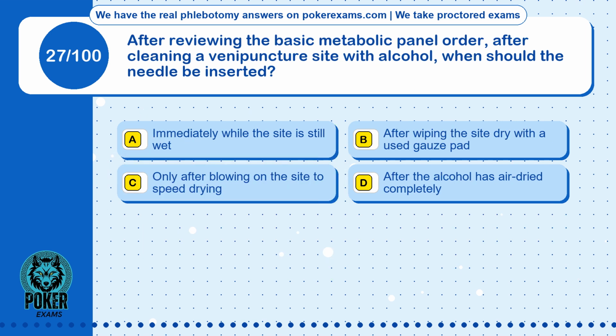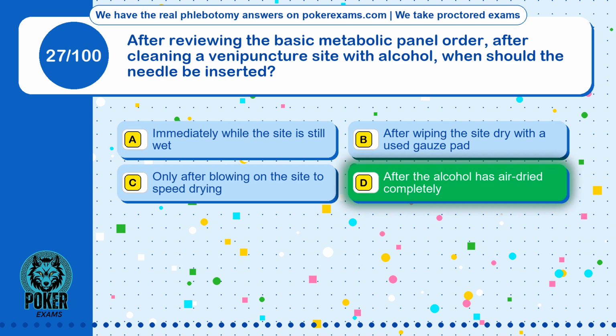Question 27. After reviewing the basic metabolic panel order, after cleaning a venipuncture site with alcohol, when should the needle be inserted? Option A: immediately while the site is still wet. Option B: after wiping the site dry with a used gauze pad. Option C: only after blowing on the site to speed drying. Option D: after the alcohol has air dried completely.